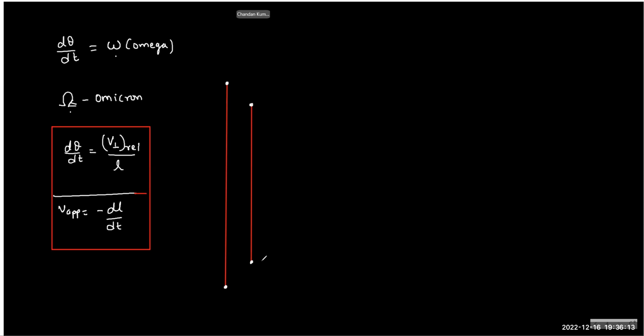What is the formula? Minus dL by dt. No, it's not a formula. There is no formula in physics. In physics, we have only concepts. From concepts, we create formulas.